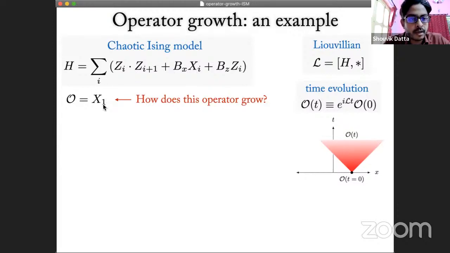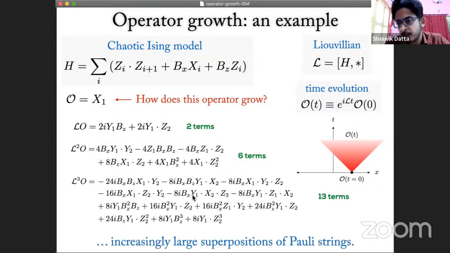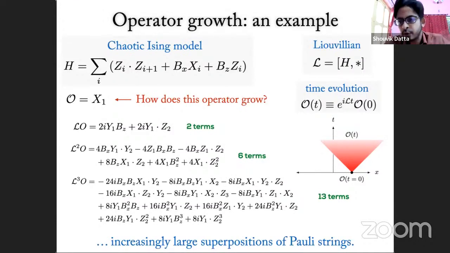And let's ask the question, how does an operator, so this is nothing but a Pauli matrix located at the first site, how does this operator grow with time? So let's look at the terms in this expansion, okay, over here. So for the first term, you can just use the Pauli algebra to evaluate this very easily. You get a sum over 2 terms. If you do it again, you get a sum over 6 terms. And if you do it once again, you get a sum over 13 terms. If you do it even one more time, you get a sum over 41 terms.